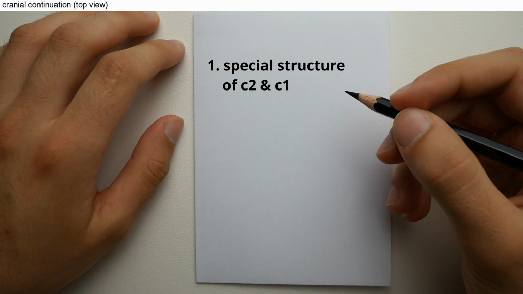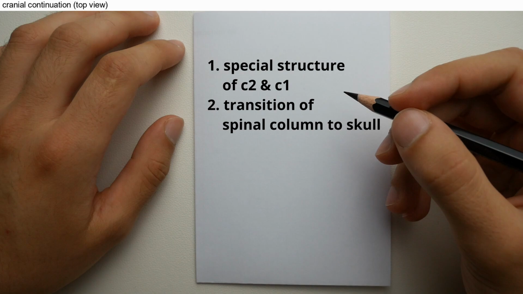The ligaments and joints of the cranial spine have special features, which are caused by two things. One, the special structure of C2 and C1, or axis and atlas, and two, the transition of the spinal column to the occipital bone of the skull.